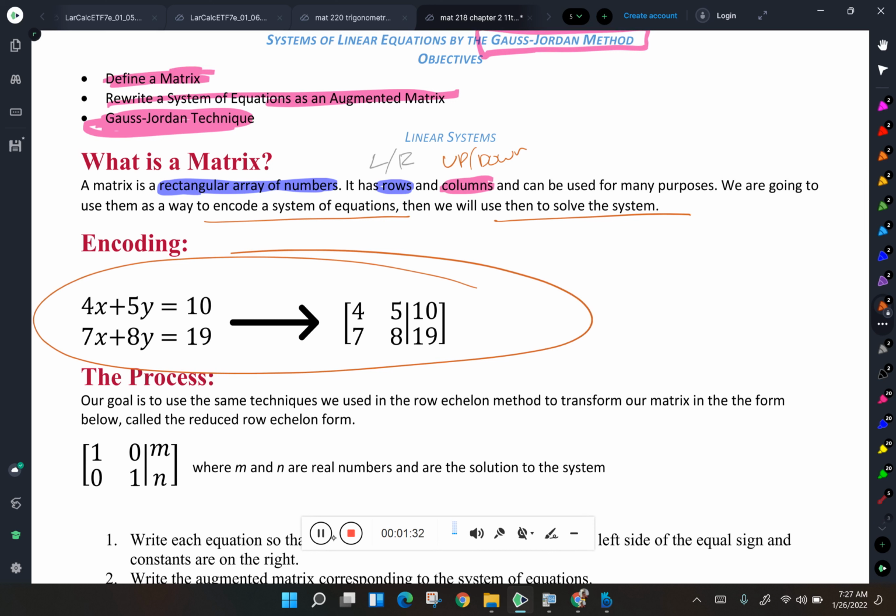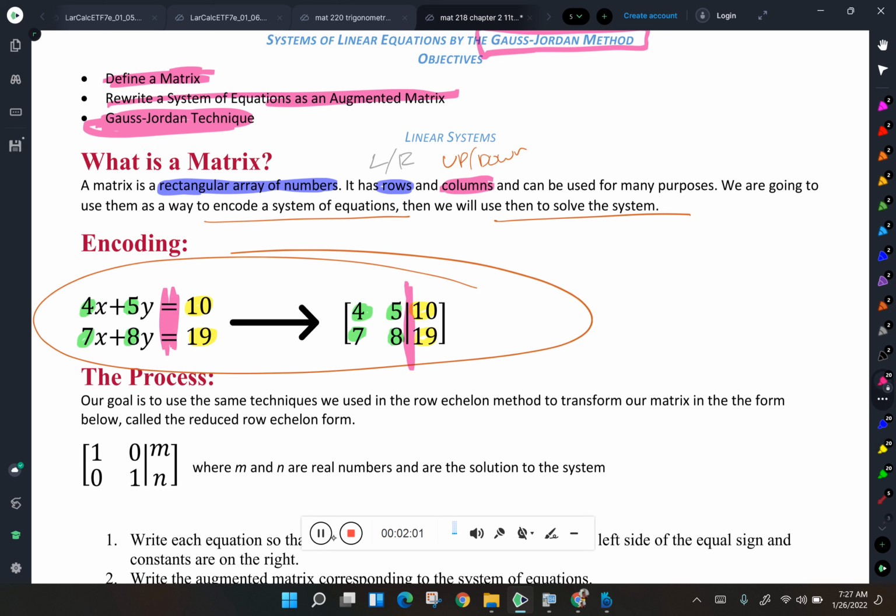Right? So we're going to hold on to the coefficients of the variables. So that 4 and that 5 represent that 4 and that 5. The 7 for the x and the 8 for the y represent that 7 and 8 right there. We're also going to hold on to the constants that these equations have been set equal to. We're going to use this vertical line right here to represent the equal signs that we're talking about over there.